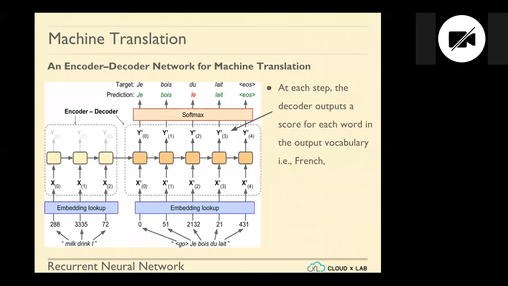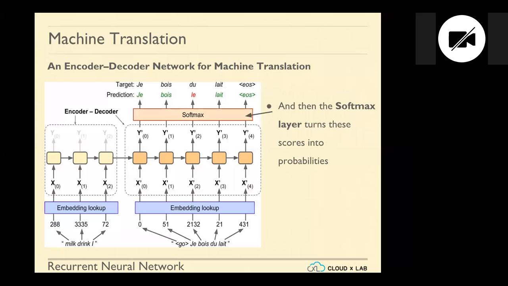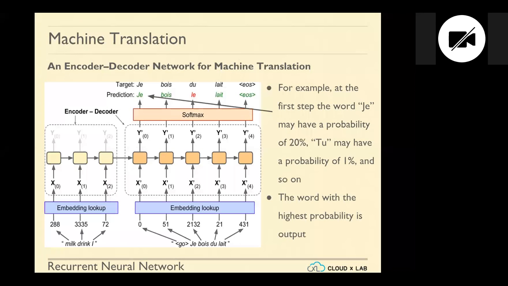At each step, the decoder outputs a score for each word in the output vocabulary. And then the softmax layer turns these scores into probabilities. As usual, we are using the softmax layer to output the probabilities. For example, at the first step, the word J may have probability 20%, 2 may have a probability of 1%, and so on. The word with the highest probability is the output.